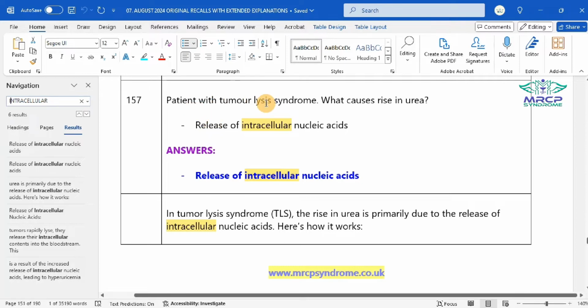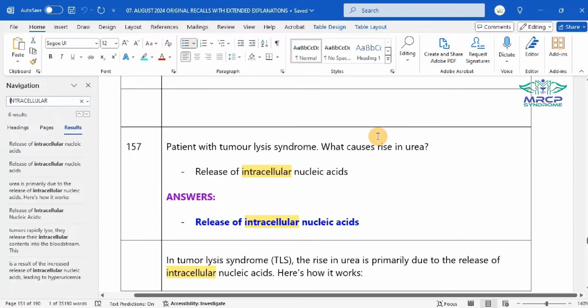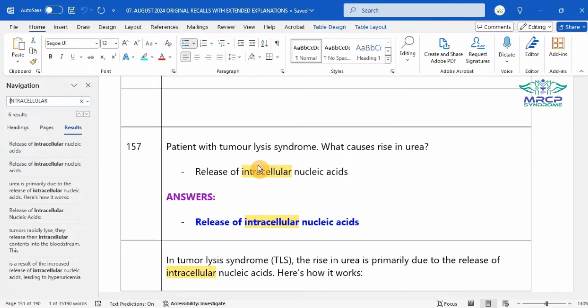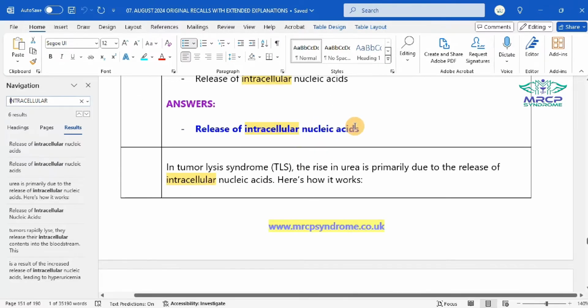So it was a patient with tumor lysis syndrome, and they asked what causes a rise in the urea. So the urea would be elevated due to release of intracellular nucleic acid. Due to the release of intracellular components into the bloodstream, there would be elevated potassium, elevated phosphate, and elevated urea level. So urea level is due to release of intracellular nucleic acid.